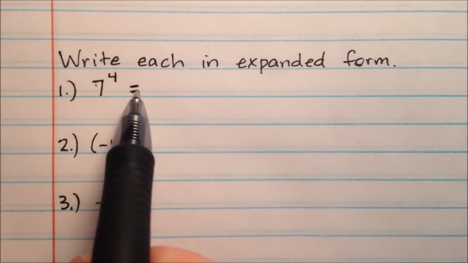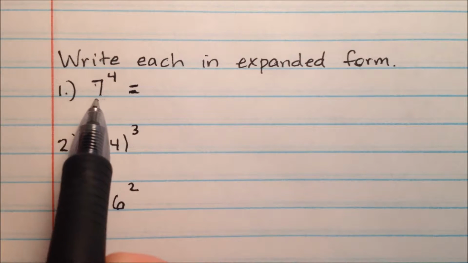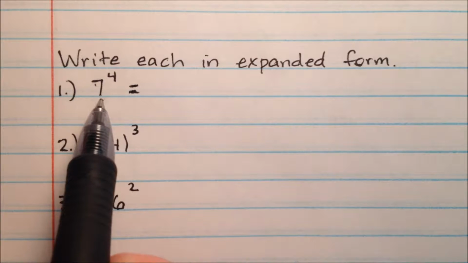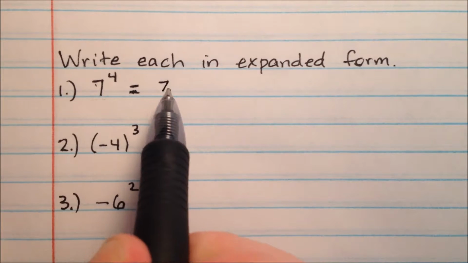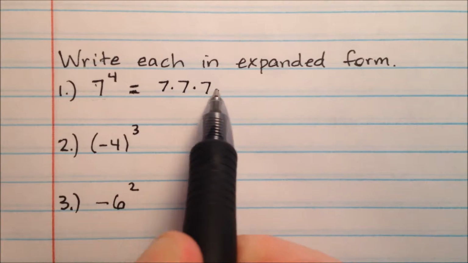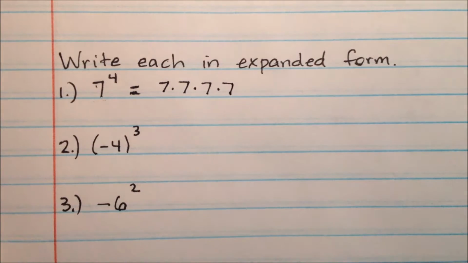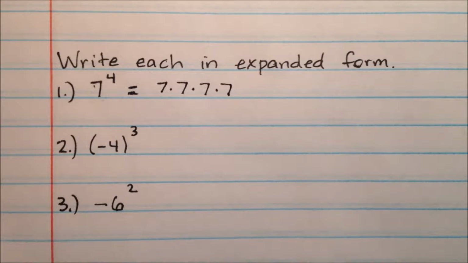So 7 to the power of 4, the base is 7, so that's going to be our factor. And we're going to multiply 7 by itself 4 times. So 7 times 7 times 7 times 7. And that's going to be number 1, because we're writing each of those in expanded form.